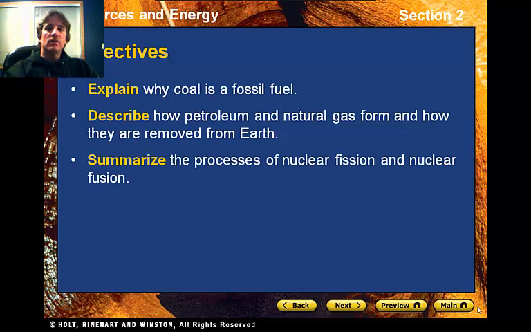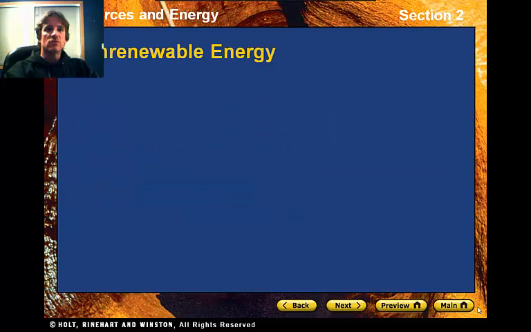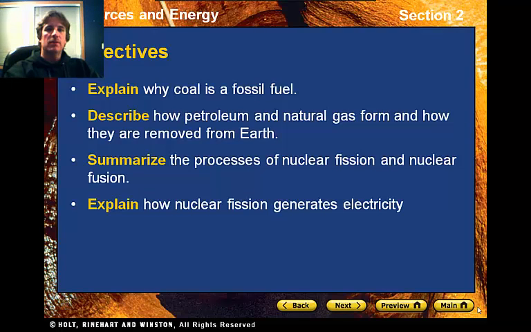Summarize the process of nuclear fission and nuclear fusion. Explain how nuclear fission generates electricity. I went too low too fast. Explain how it generates electricity.